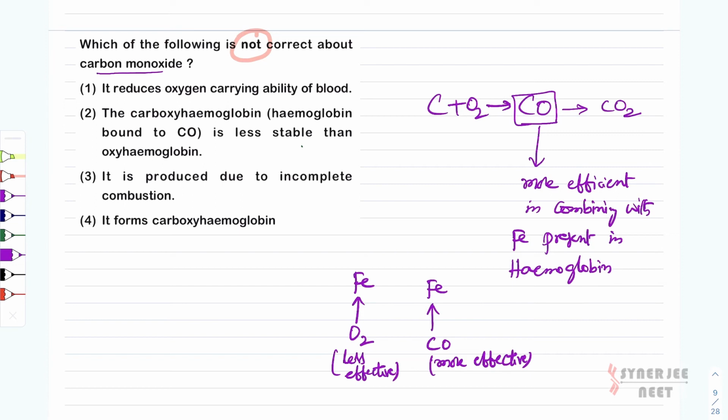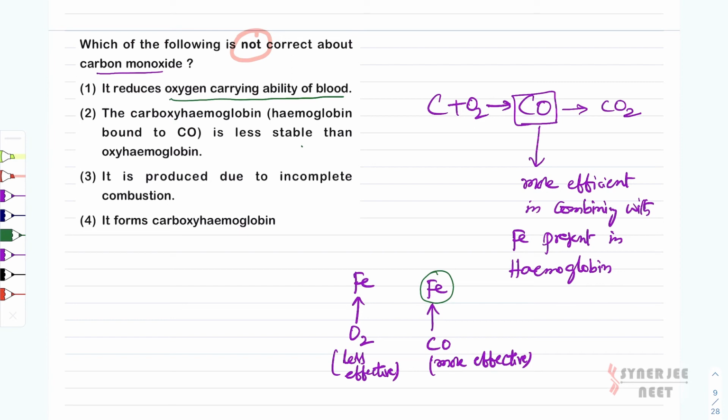Now look here, in these options, it is given that it reduces the oxygen carrying ability of blood. Yes, since it is connecting with the iron, it is reducing the oxygen carrying ability of the blood. So this is a right statement only. Sorry, but they are asking for wrong statements. We have to select the wrong one. But the statement is right here.